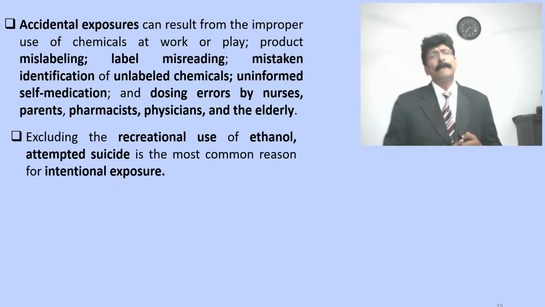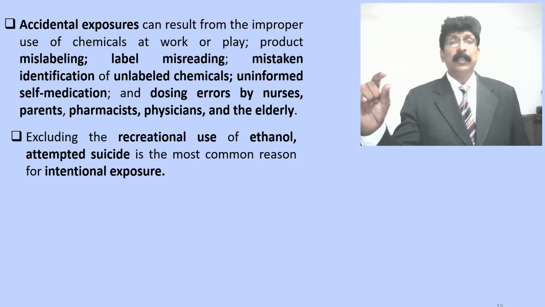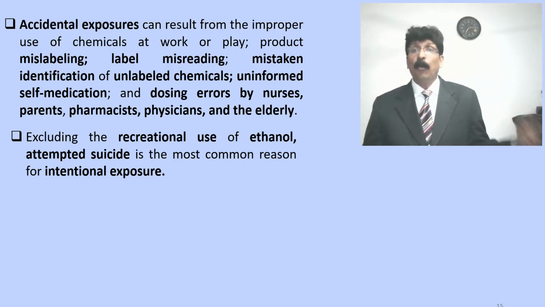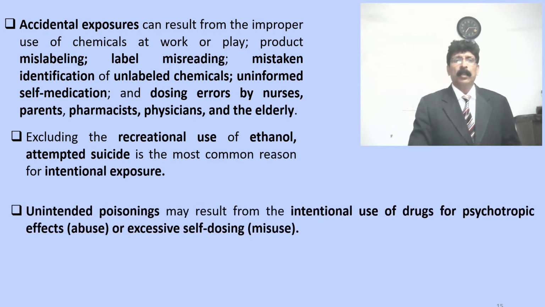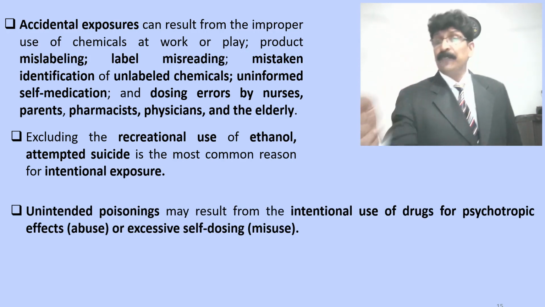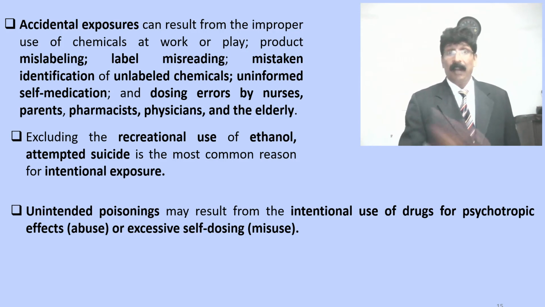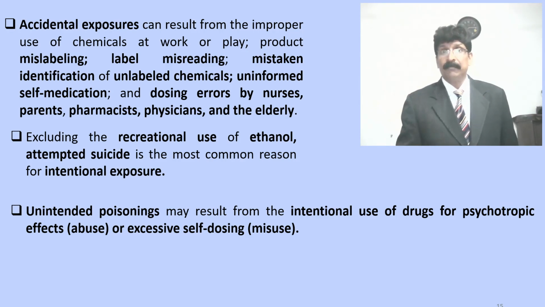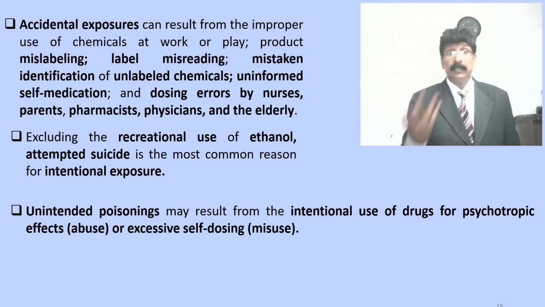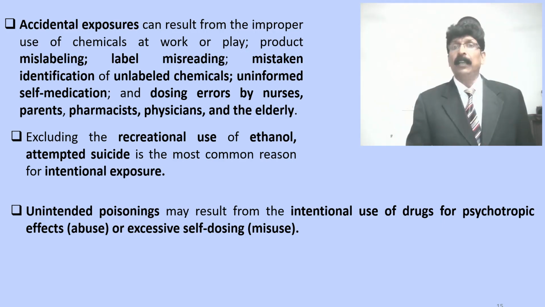Excluding the recreational use of alcohol, small-dose alcohol use, attempting suicide, more drinking, more taking of alcohol, attempted suicide is the most common reason for intentional exposure. Unintended poisoning may result from the intentional use of drugs for psychotropic effects, abuse. There are many psychotropic drugs, drug abuse, or excessive self-dosing, misuse of the drug.